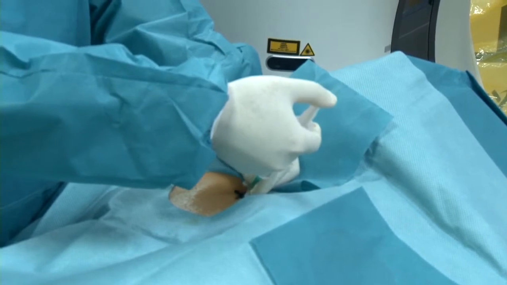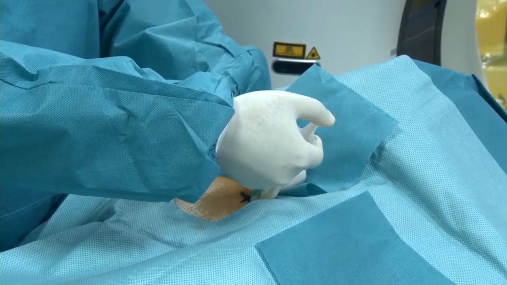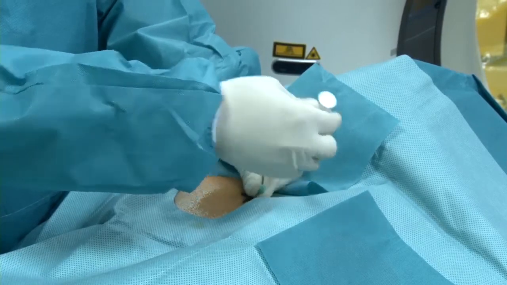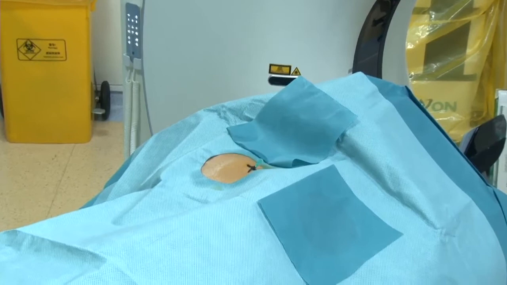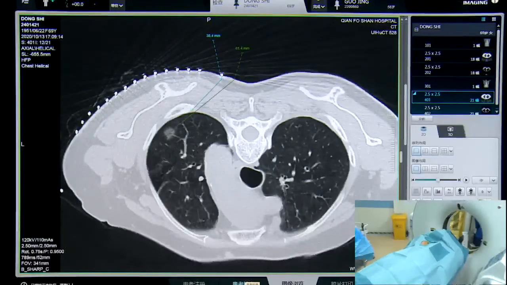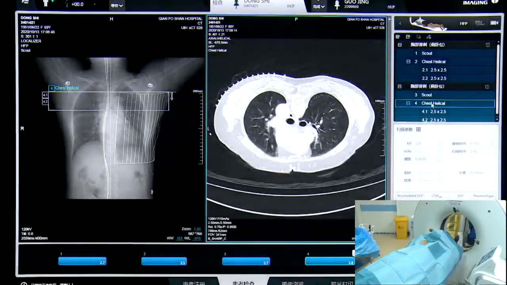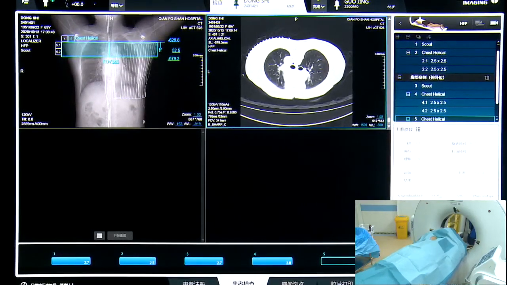From this side, you can see clearly. This is local anesthesia with a little cane. And then we usually take a CT scan to see the position of the tip and the lesion.